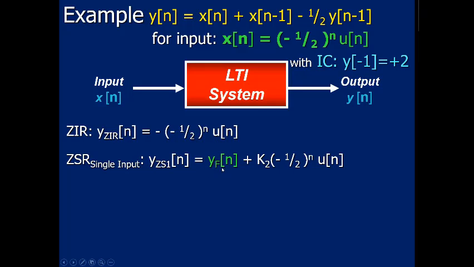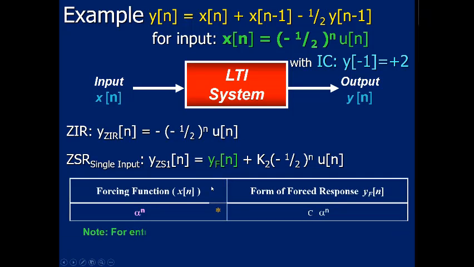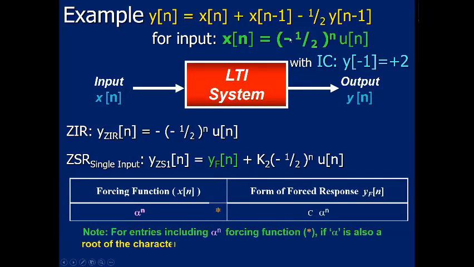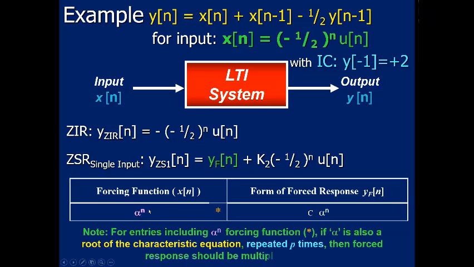Now, because I'm overlapping a term in the natural response, I need a different function for my forced response. And our table says, if I'm driving with a (-1/2)^n, that's an alpha^n kind of exponential function. Instead of my assumption being that the forced response is going to be some c times (-1/2)^n, I have to multiply it by n. Now let's go through that example and see how that would work out numerically.